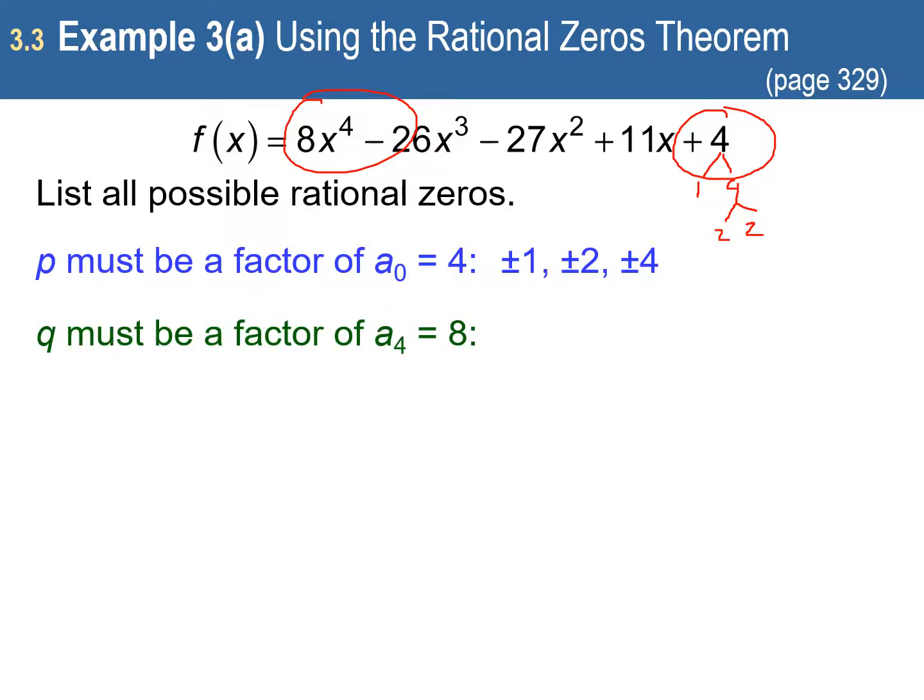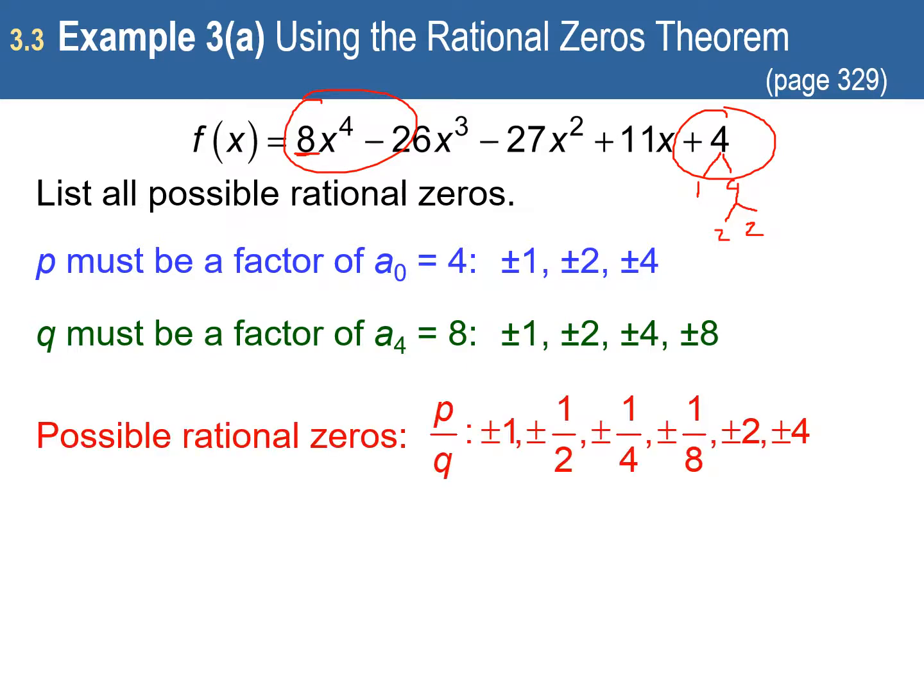Now, what are the factors of the leading coefficient? The factors of 8 are plus or minus 1, plus or minus 2, plus or minus 4, plus or minus 8. So if I were to list all the possible zeros, it would be all of the factors of 4 divided by all of the factors of 8. So it's plus or minus 1, plus or minus 1/2, plus or minus 1/4, plus or minus 1/8, plus or minus 2, plus or minus 4.